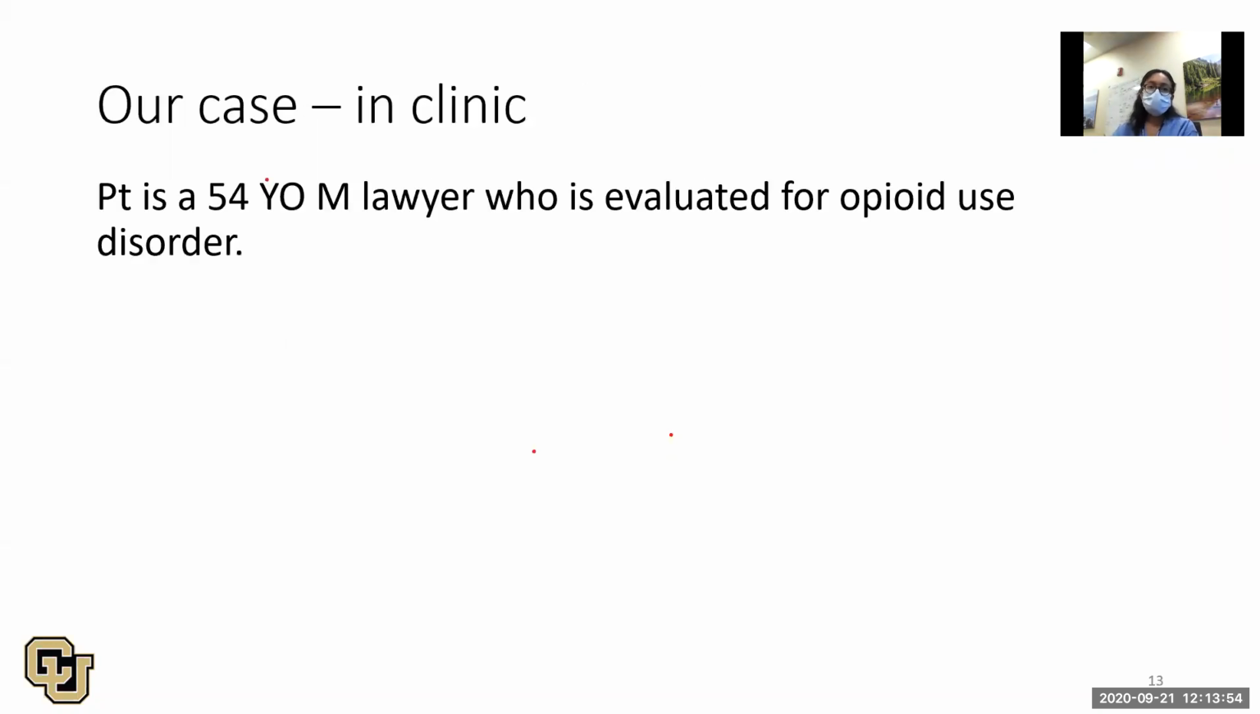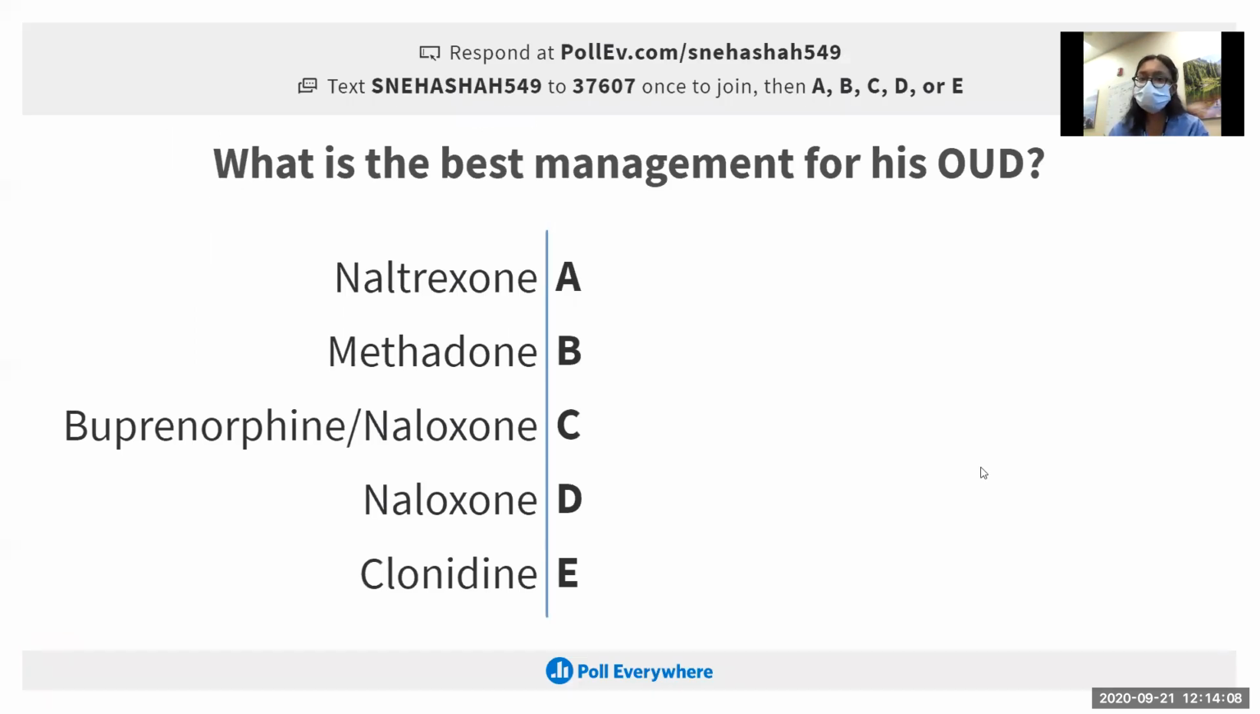And so moving on, our patient is now characterized as having an opioid use disorder. So that's what he's being evaluated for. As Steve asked, he is interested in starting treatment. And so what do you guys think is the best management for his opioid use disorder? Okay, I'm hearing C, buprenorphine naloxone. Steve, tell me why you thought it was C rather than any of the other ones.